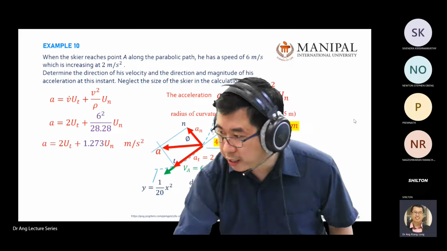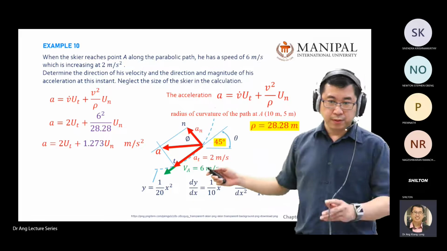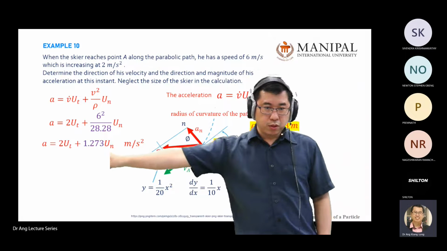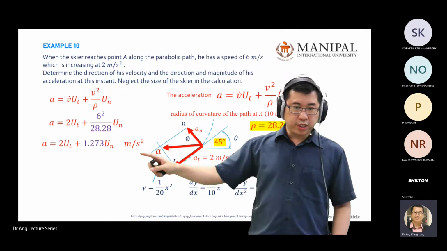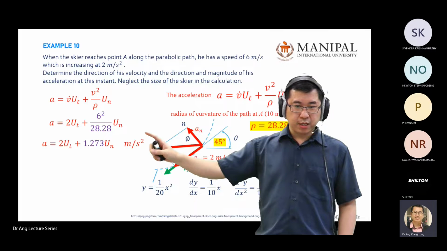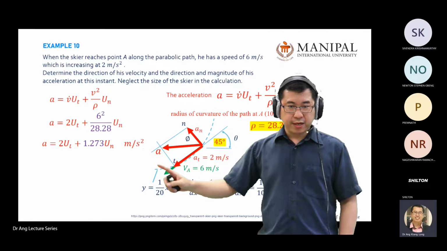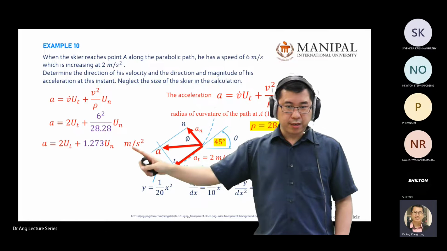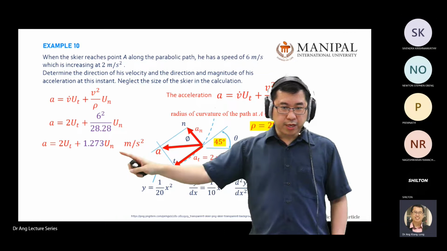Okay. And then substitute the answer into a equal to 2ut plus 1.273 un, and the unit is meter over second square. Always give your answer in this form.